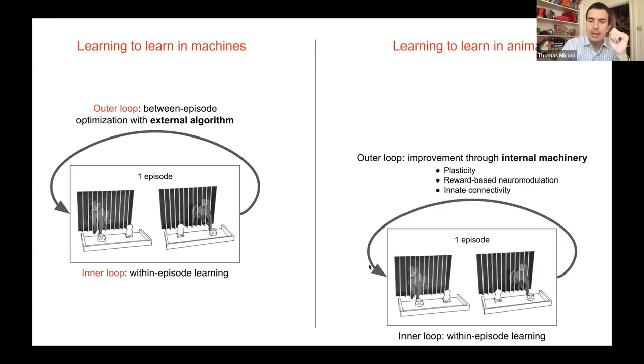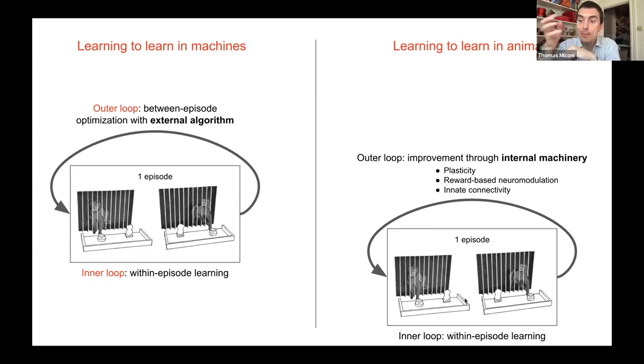animals, which is that in animals, you also have this outer loop supposedly, but while the actual monkey performs inner learning with its own working memory, the outer loop, the improvement, the optimization of the system, doesn't occur through an external algorithm. It doesn't occur through backprop or gradient descent. It occurs through the internal machinery of the brain. That is, the brain comes with self-modifying abilities based on plasticity, on reward-based neuromodulation, on its innate connectivity as well, which allows it to automatically learn the task and to automatically get better and better simply through exposure to stimuli and rewards alone at performing this memory-guided task.